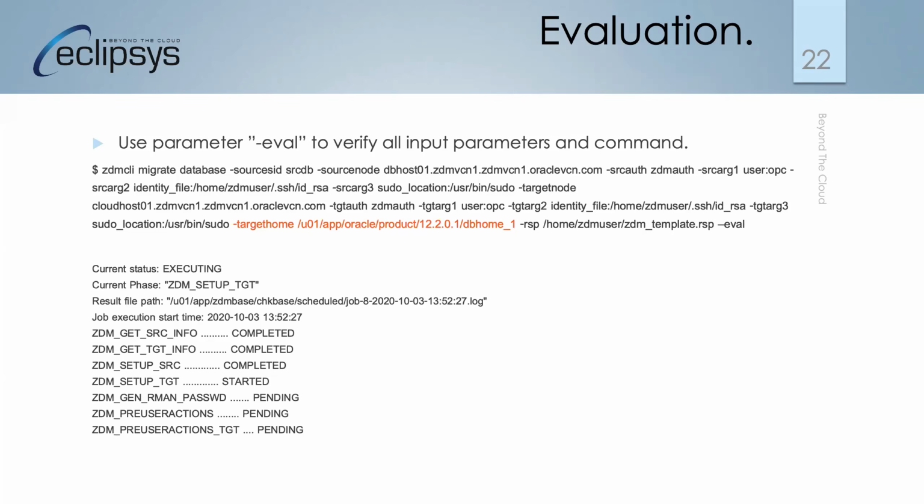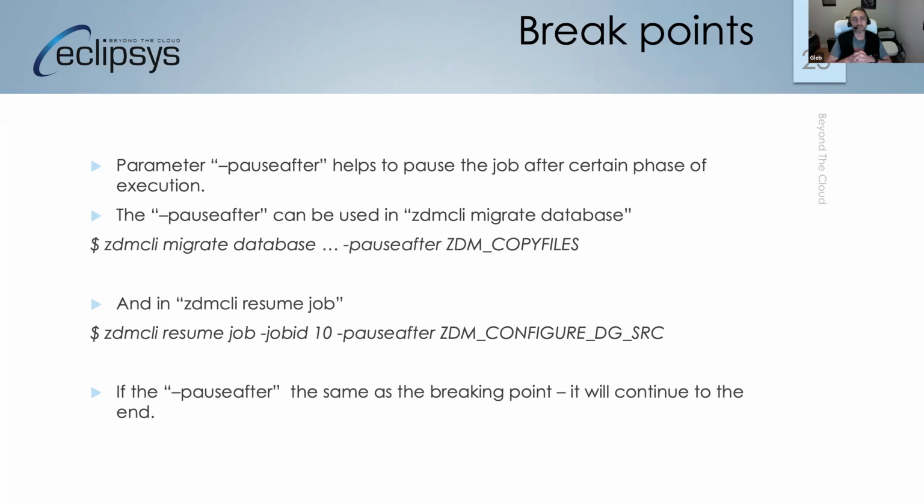Yeah, all right. So the pause after parameter helps to pause the job after a certain phase of execution, and resume job uses the same parameter. Unfortunately, I don't know why it was not documented in the original documentation, but it is quite useful. I'm using it all the time.